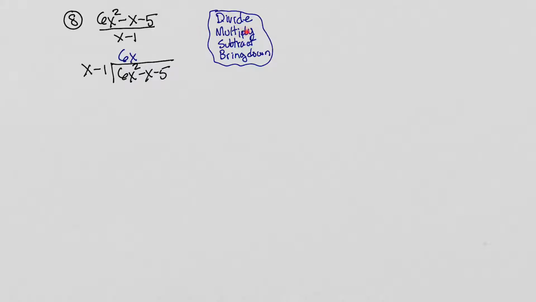Now multiply. So 6x, now multiply through both these terms. 6x times 6x is 6x squared. And then 6x times negative 1 is minus 6x.